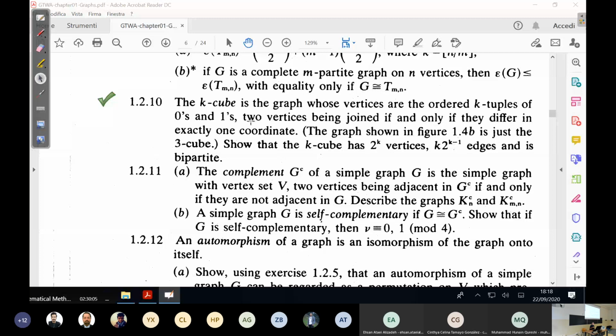But in this case, we use infinitely many finite things. Okay? Infinitely many. Why? Because we are talking about the K-cube for whatever K. So, let's see again what they say. The K-cube is the graph whose vertices are what? Ordered K-tuples of zeros and ones. And two vertices are joined, there exists an edge between two vertices, if and only if, as K-tuples, they differ by exactly one coordinate. Okay?